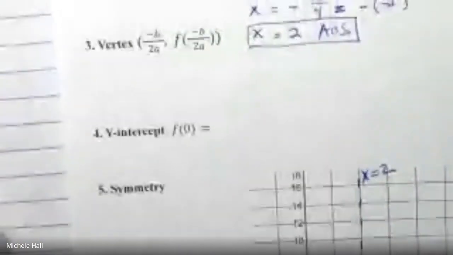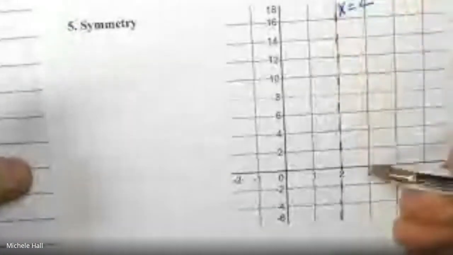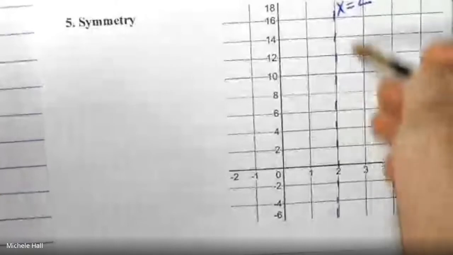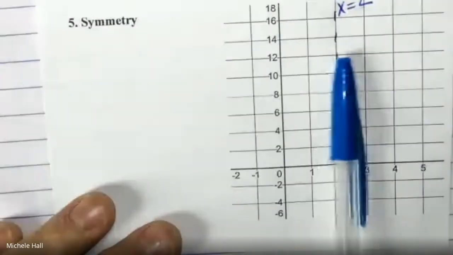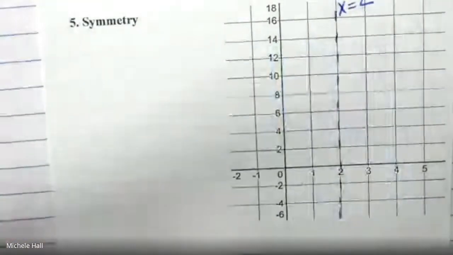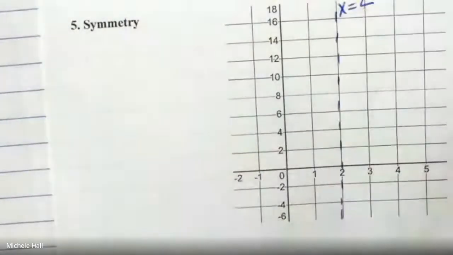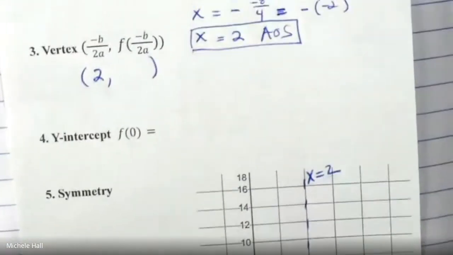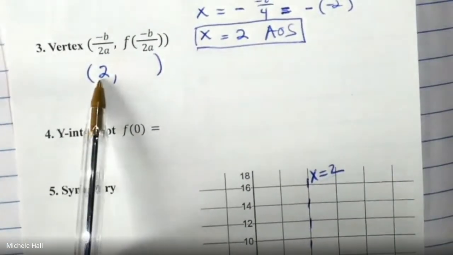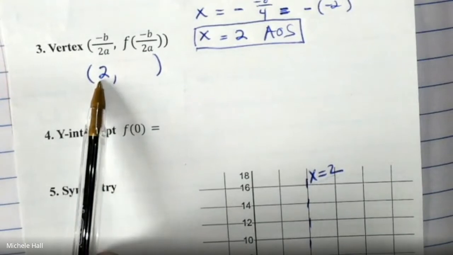Now, the good news about that is my vertex is going to land on here somewhere. I already know that the x value is going to be 2. It has to land on here because it's an axis of symmetry that cuts my parabola in half. So right now, I already know negative b over 2a. My vertex is going to be at x equals 2.